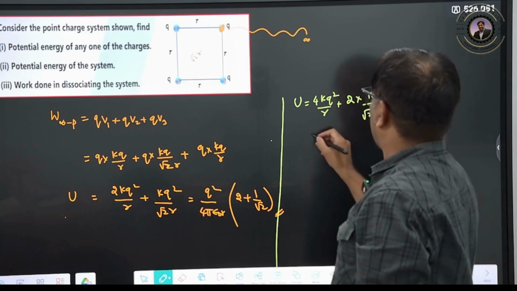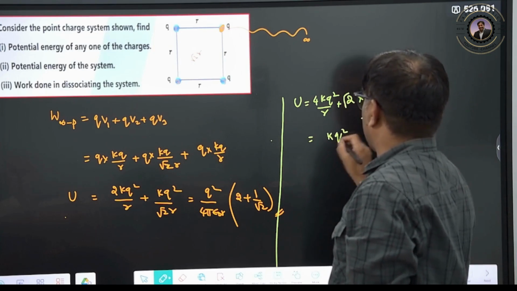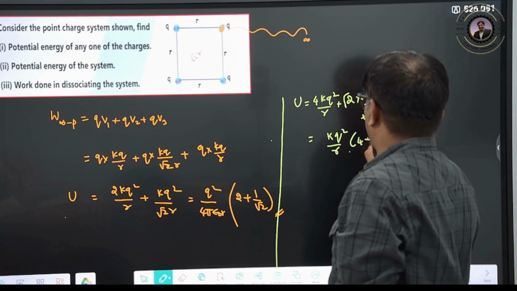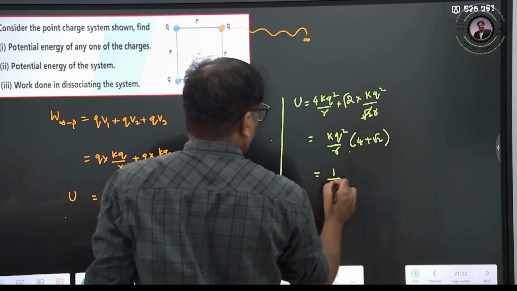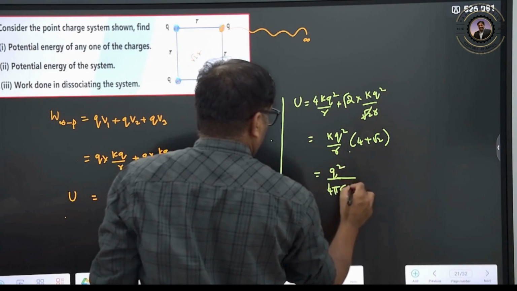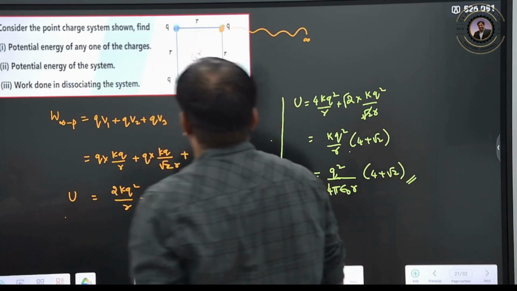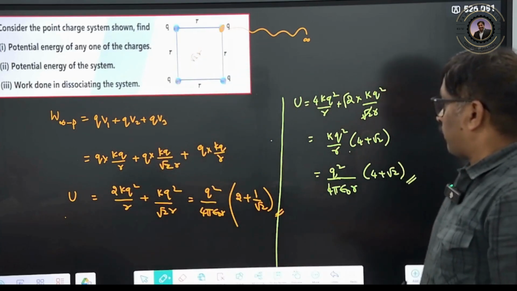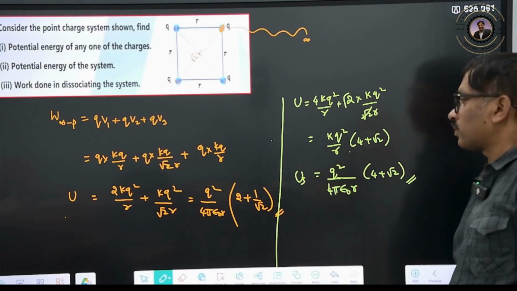Clear? So how much will it be now? This is root 2, therefore KQ square by R into 4 plus root 2. Clear? So now what you will get is 1 by 4 pi epsilon naught into Q square by R into 4 plus root 2. This is your total energy associated with the system now, right?